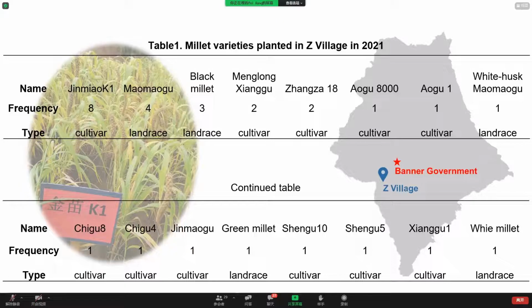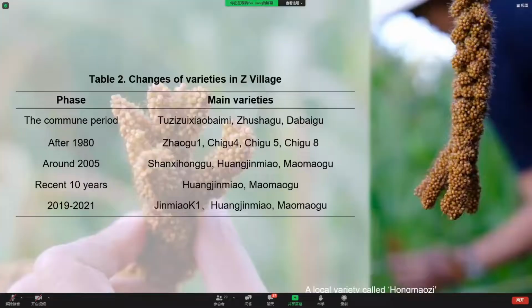A villager in that village learned from his relatives in Liaoning that Jingliao K1 can produce high yields with high quality grains. So he first grew Jingliao K1 in his own village in 2019. It turns out that Jingliao K1's selling price is higher than other varieties. Therefore, the variety has spread all over the village since 2020.